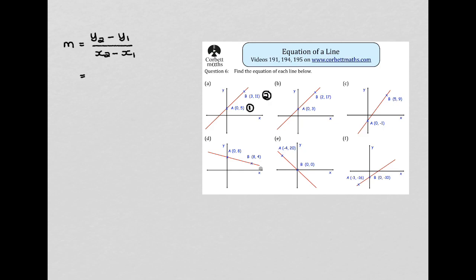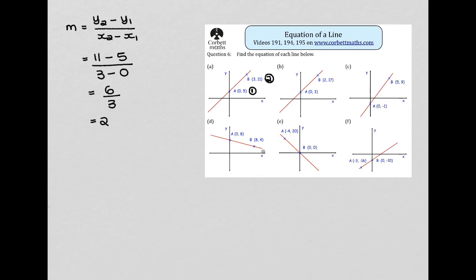So what is the y value of the second coordinate? 11 minus the y value of the first coordinate, which is 5, over the x of the second coordinate, which is 3, minus the x of the first coordinate, which is 0. 11 minus 5 is 6. 3 minus 0 is 3, and I am left with 2. So I now have the gradient.